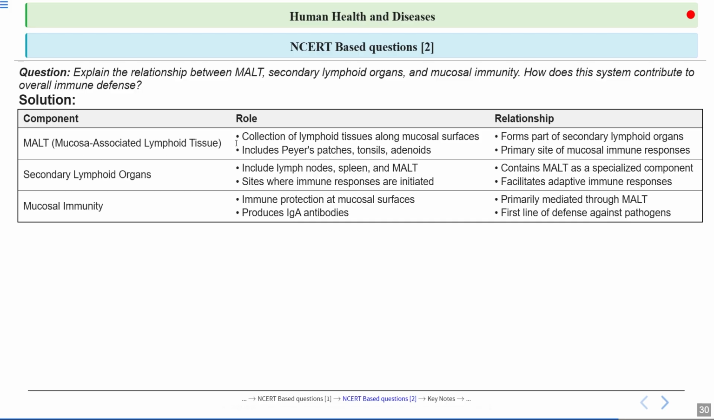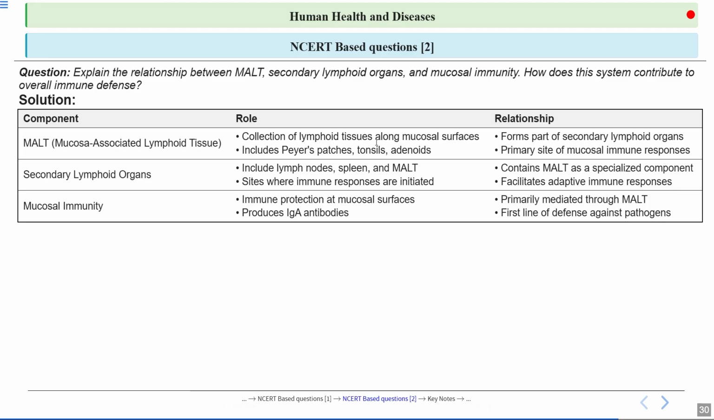MALT is a collection of lymphoid tissues along mucosal surfaces, and includes Peyer's patches, tonsils and adenoids. Secondary lymphoid organs include lymph nodes, spleen and MALT. They are the sites where immune responses are initiated. Then mucosal immunity: here you can see the role is immune protection at mucosal surfaces, and it produces IgA antibodies as well. The role is also given here.